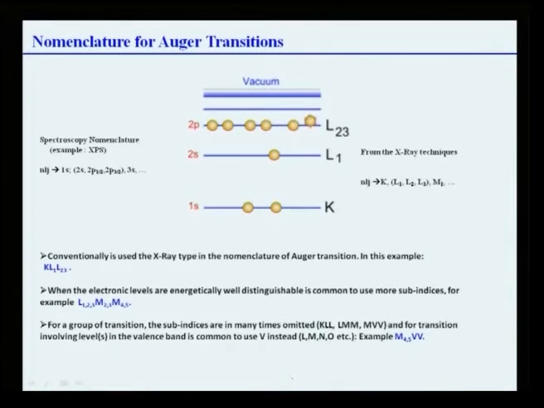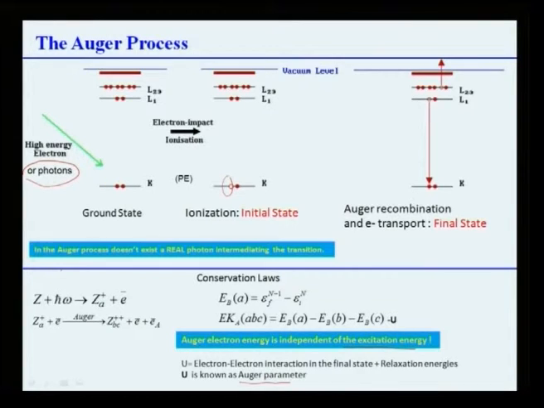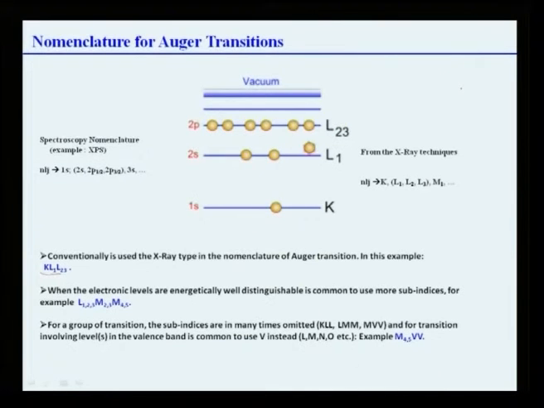This we have seen. So what happens in Auger? As you see here, in this case, the source comes, creates a hole, this comes down, and then the electron goes off. That is what is shown. So in Auger we use X-ray nomenclature. So what is this X-ray nomenclature? The conventionally used nomenclature in Auger is X-ray type. Suppose for example K L1 L2 3, that is what happened here. This is a whole transition.